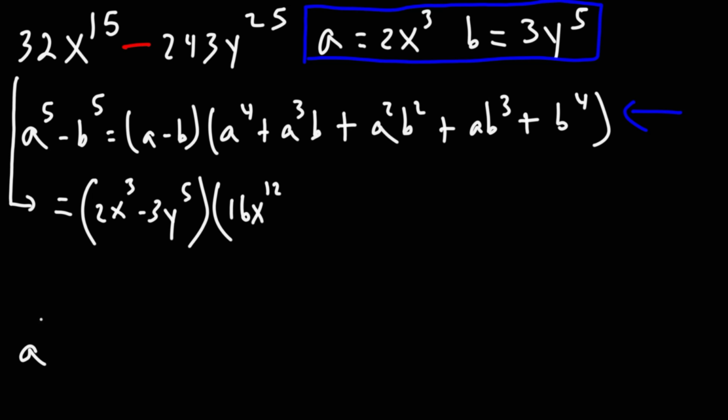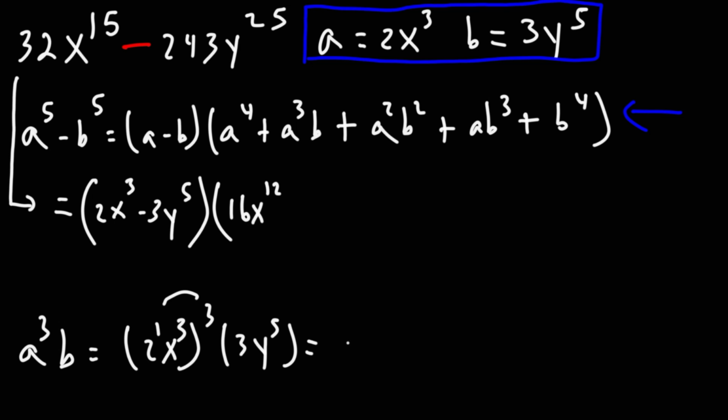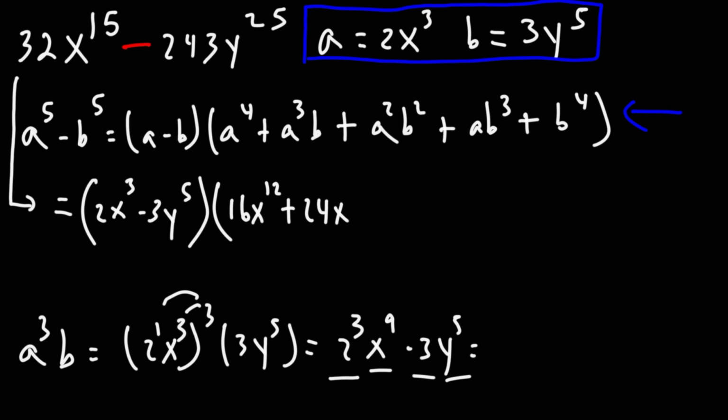Now what about a cubed b? So a to the 3rd, a is 2x cubed raised to the 3rd power, and then times b, which is 3y to the 5th power. So we have 2 to the 3rd. 3 times 3 is 9. And then times 3y to the 5th. 2 to the 3rd is 8. Then we have 8 times 3, which is 24. So this is plus 24. And then we could just put these two variables together. x to the 9, y to the 5th.